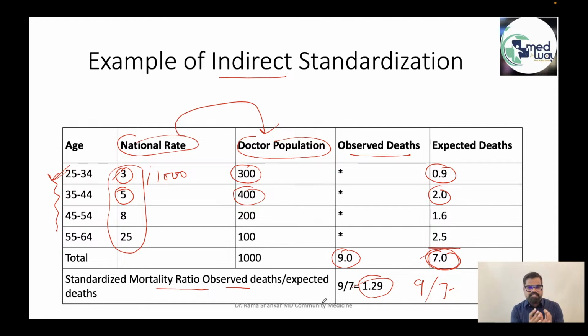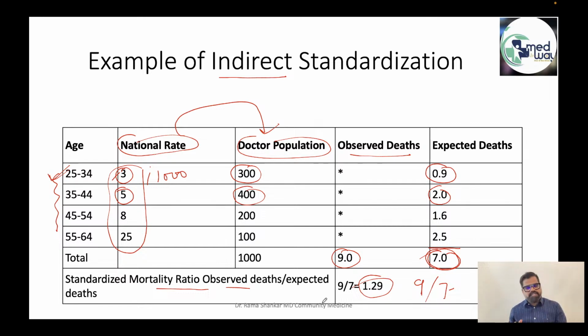So I'll summarize this. What you have to do: the national rate data is given. You have to apply that on a specific group of population. In this example, I have taken the doctor population. So you are applying it on the doctor population to calculate the expected death. So you have the expected death, and observed death is already given.